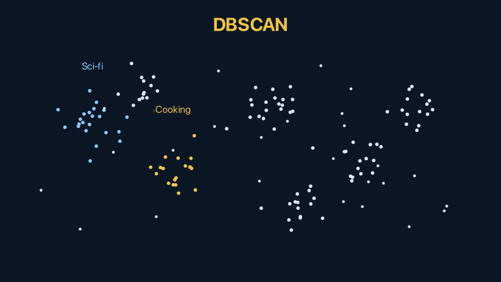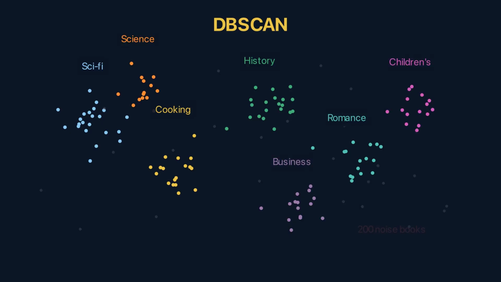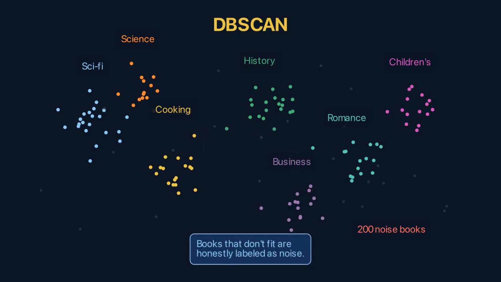DBSCAN scans the library. It finds a dense clump of sci-fi books, that's a cluster. Another dense clump of cooking books, another cluster. 7 dense regions emerge as 7 natural clusters. But 200 books don't belong to any dense region, they're isolated, scattered between genres. DBSCAN labels them as noise. No forced assignment. Books that don't fit anywhere are honestly labelled as unfittable.